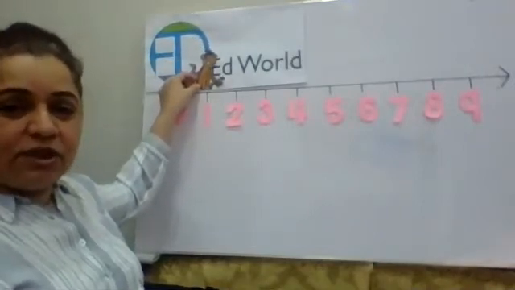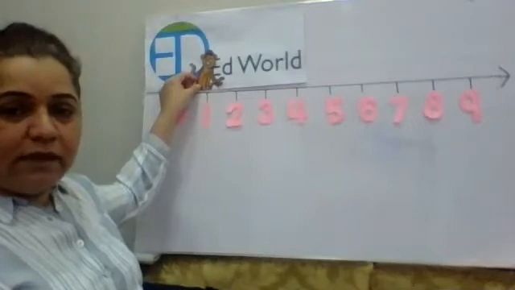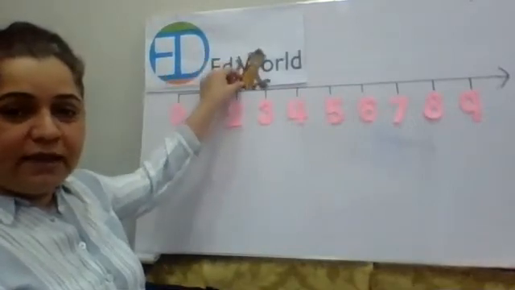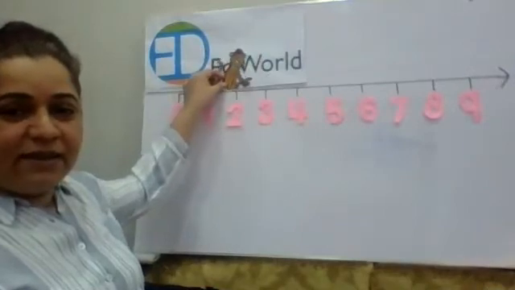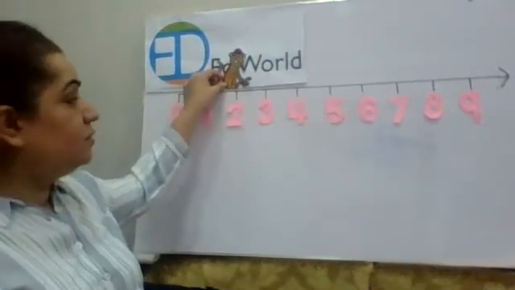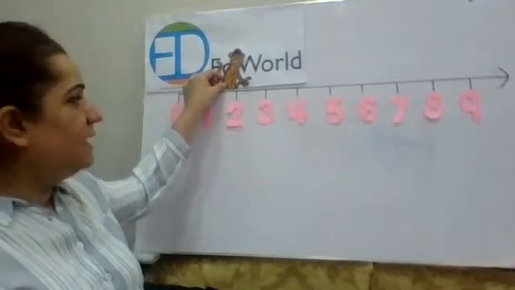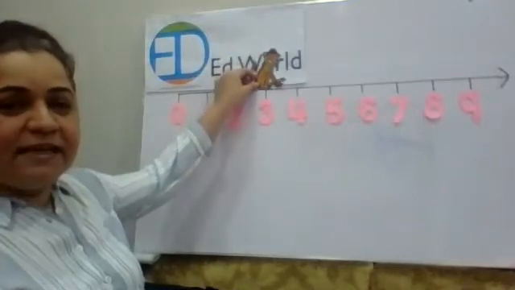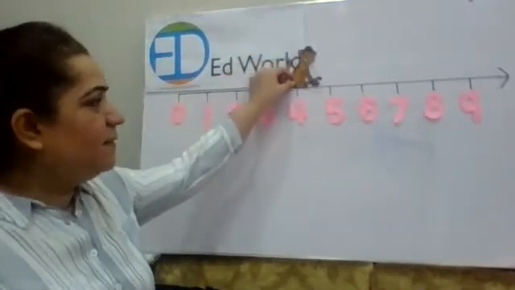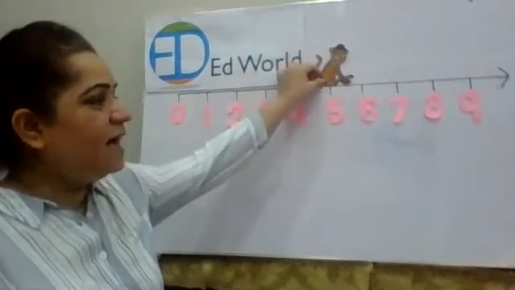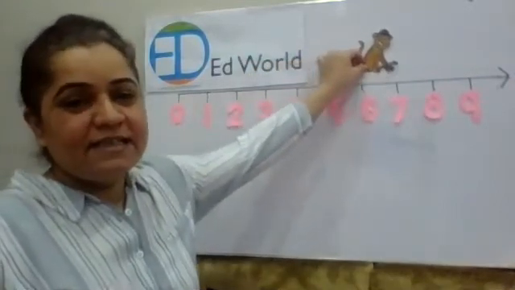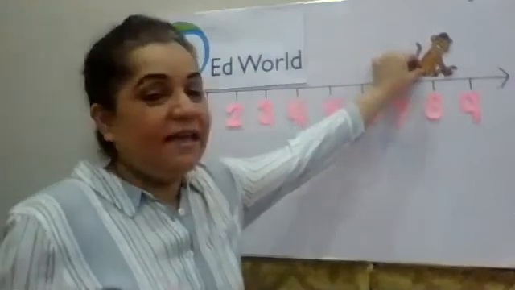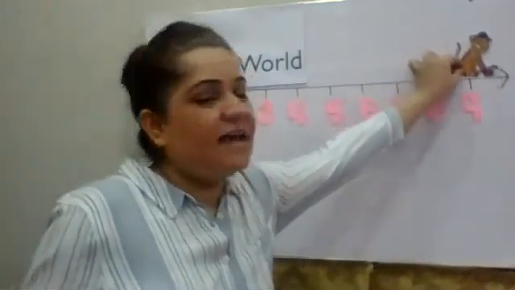Yay. So Jackie jumped on number 1. Then Jackie jumped on the second number. Okay, Jackie jumped up to number 2. Then, yay, number 3, number 4, 5, 6, 7, 8, and 9.